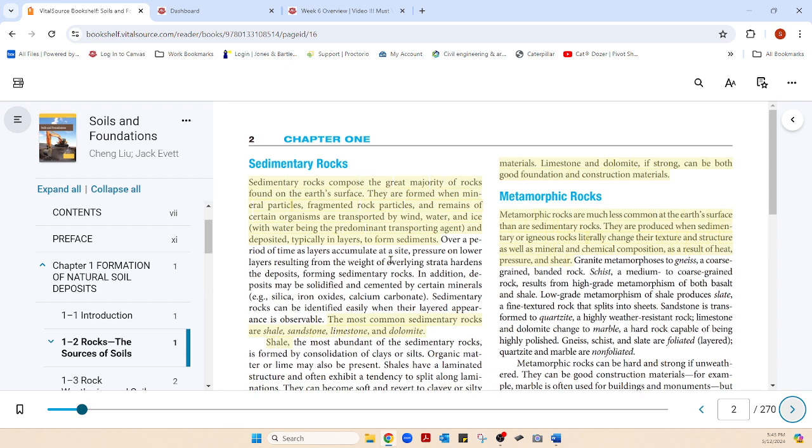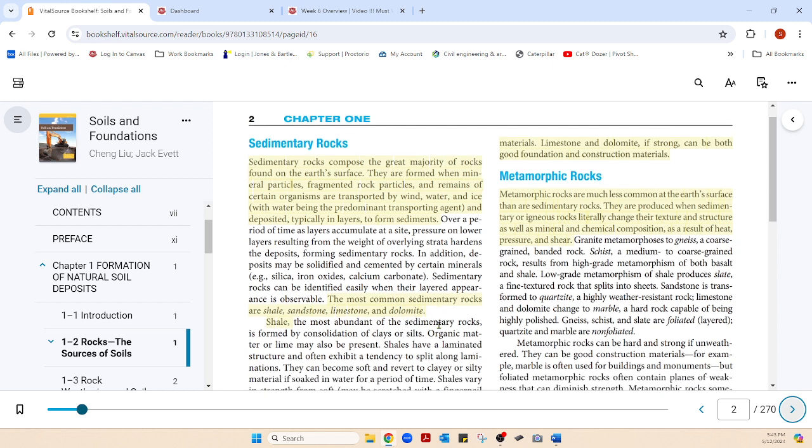Over a period of time, the layers accumulate at a site. Pressure on lower layers resulting from the weight of overlying strata hardens the deposits, forming sedimentary rocks. So under the water in New Orleans, you've got some layers of sedimentation, and some down deeper, according to this, have turned into rocks. The most common sedimentary rocks are shale, sandstone, limestone, and dolomite. Don't think that's on the test.